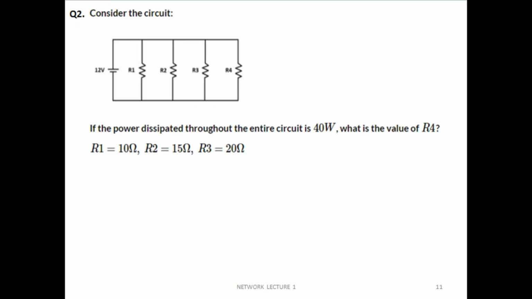Consider the circuit given here. A 12 volt battery is there and 4 resistances R1, R2, R3 and R4 are connected in parallel. So if the power dissipated throughout the entire circuit is 40 watt, what is the value of R4? So we have to find out the value of R4, R1, R2 and R3 values are given.